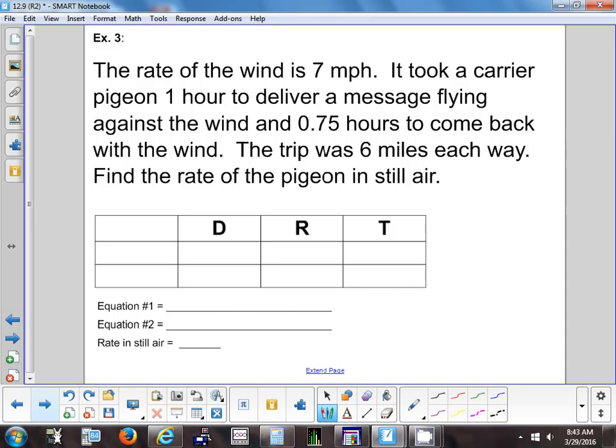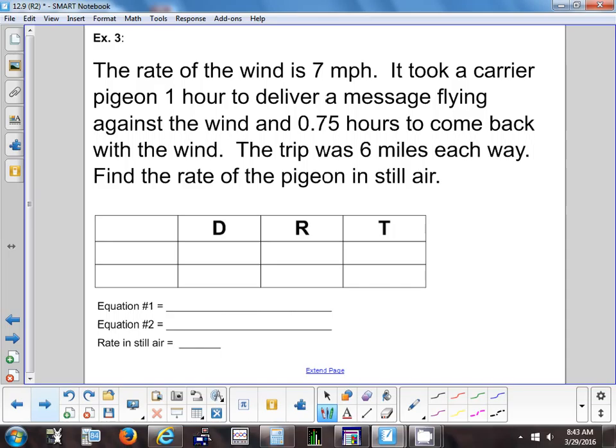All right, so we got: the rate of the wind is 7 miles per hour. It took a carrier pigeon 1 hour to deliver a message flying against the wind, and 0.7 hours to come back with the wind. The trip was 6 miles each way. Find the rate of the pigeon in still air.